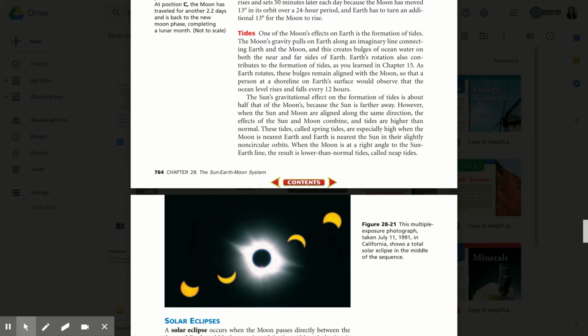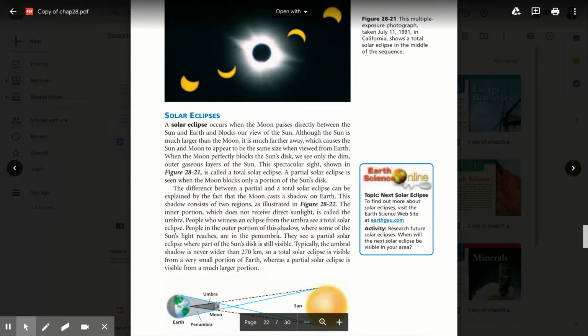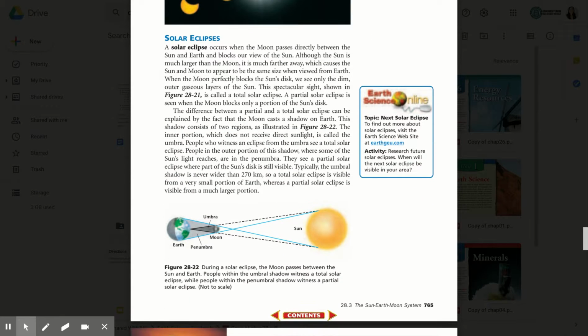When the moon is at a right angle to the sun-Earth line, the result is lower than normal tides, called neap tides. Solar eclipses. A solar eclipse occurs when the moon passes directly between the sun and the Earth and blocks our view of the sun. Although the sun is much larger than the moon, it is much farther away, which causes the sun and moon to appear to be the same size when viewed from the Earth. When the moon perfectly blocks the sun's disk, we see only the dim outer gaseous layers of the sun. This sight, shown in Figure 28-21, is called a total solar eclipse.